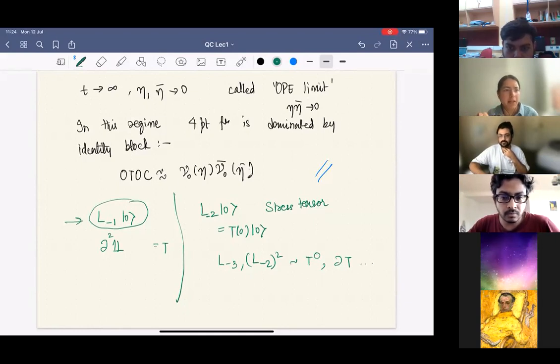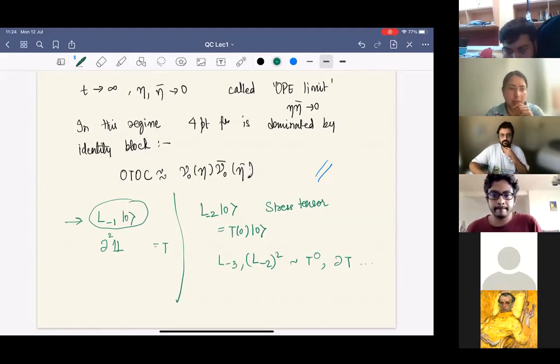Yeah, I think in the bulk, it is the disconnected contribution. Yeah, the disconnected diagram, when I do the scattering. I'll talk about this exchanges, the bulk picture.